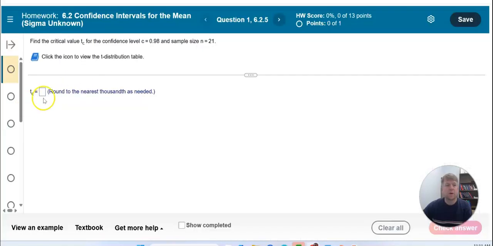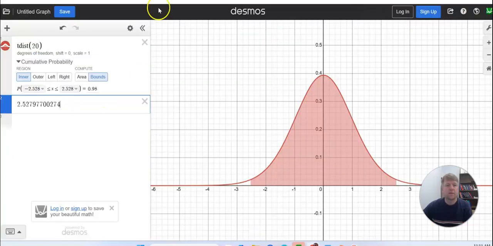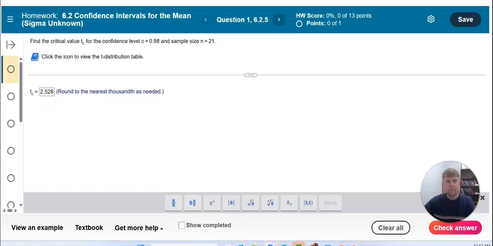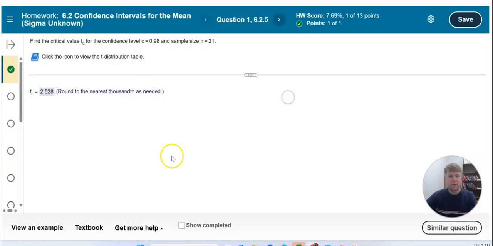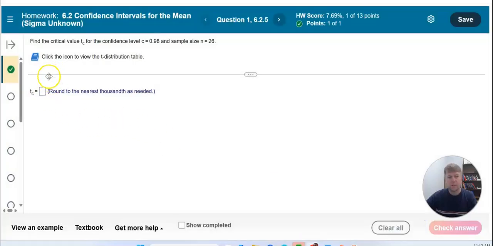All right, it tells us to round to the nearest thousandth as needed. So that would be at that place value. So this is going to be 2.528. All right, and I'm going to move my head, check the answer. So there's that value. Now I'm going to do another problem. Let's click some more questions just so you can see it done again.